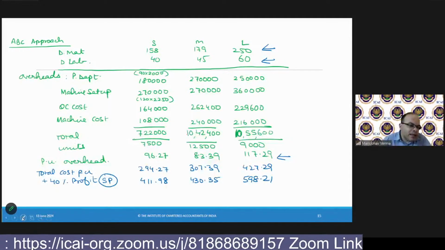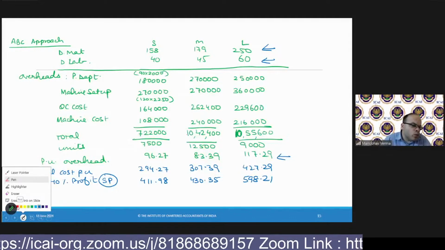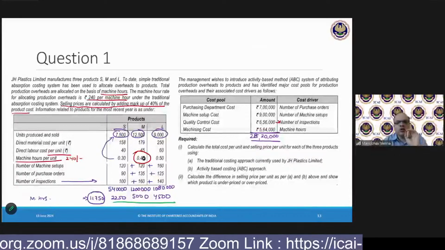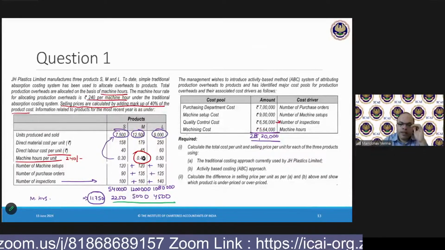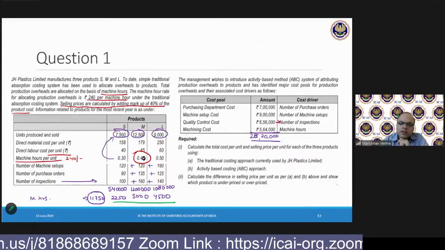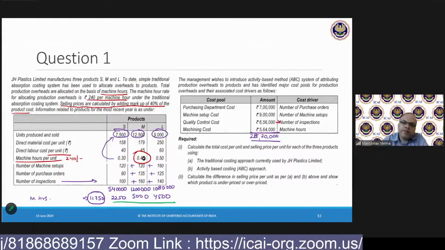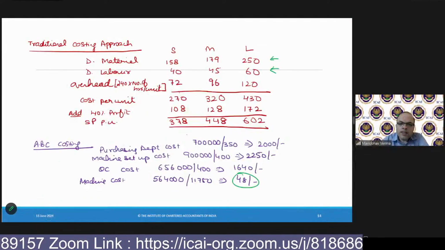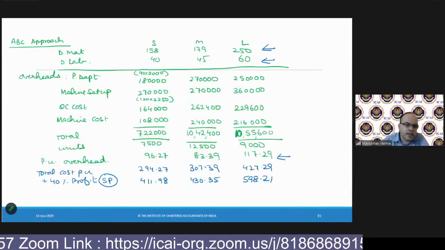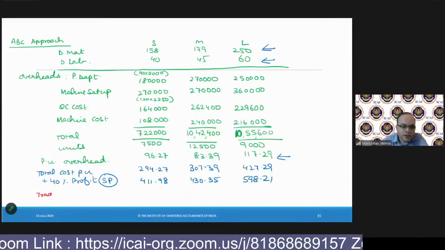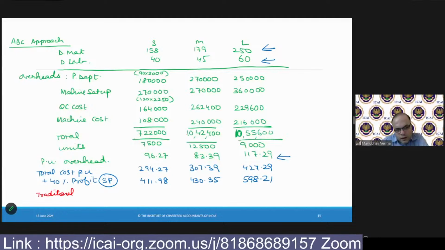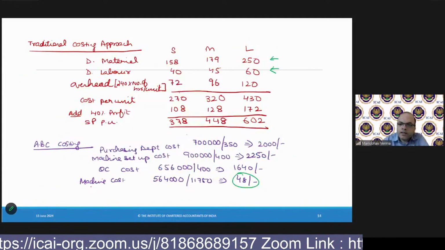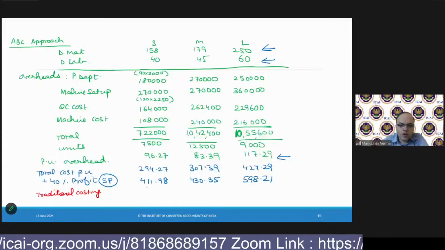The most interesting part here is, this is just part 1 and part 2 done, right? The requirement of the question was to calculate the total cost per unit and selling price per unit for each of the methods. So that's what we have done. The third part is to calculate the difference between A and B and to check whether it is overpriced or underpriced. So let's do one thing. We calculated the selling price in the traditional costing, so let's plot that here. Under traditional costing, we have 378, 448, and 602.